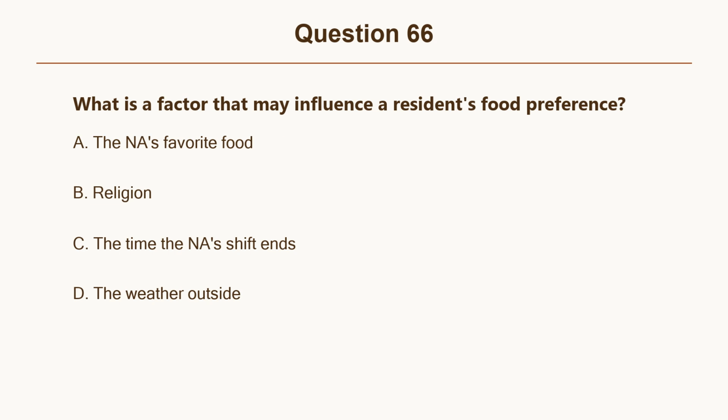Question 66. What is a factor that may influence a resident's food preference? Option A, the NA's favorite food. Option B, religion. Option C, the time the NA's shift ends. Option D, the weather outside. The correct answer is option B, religion.